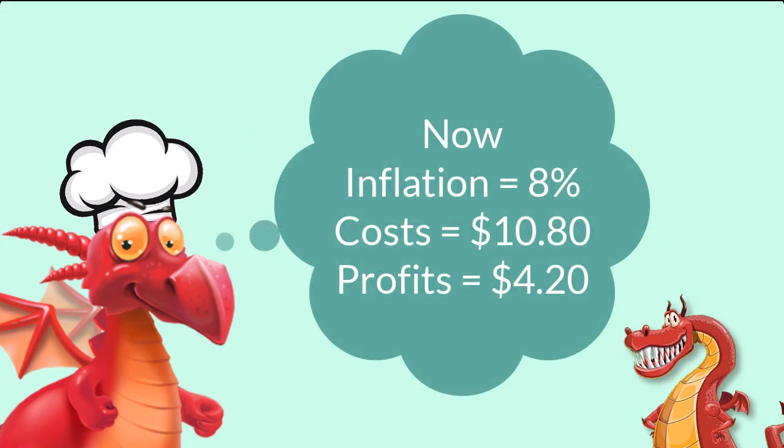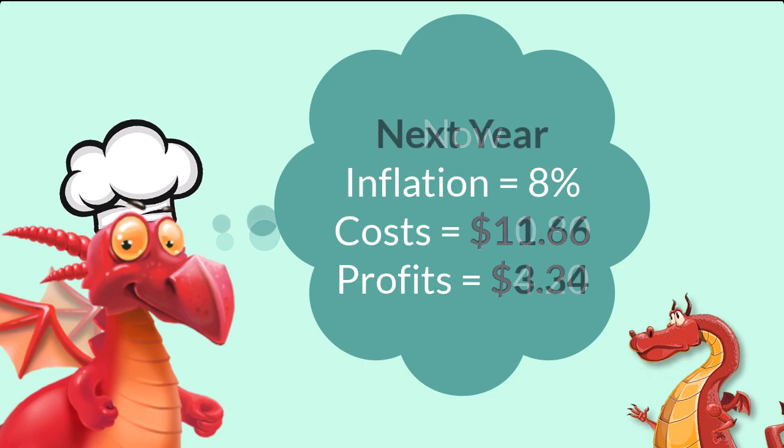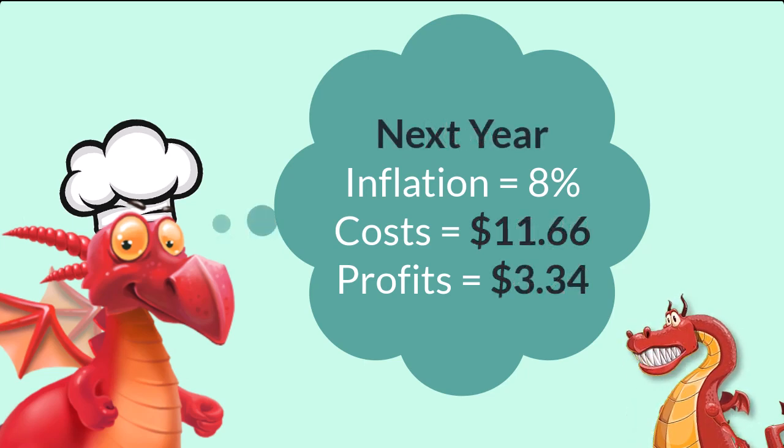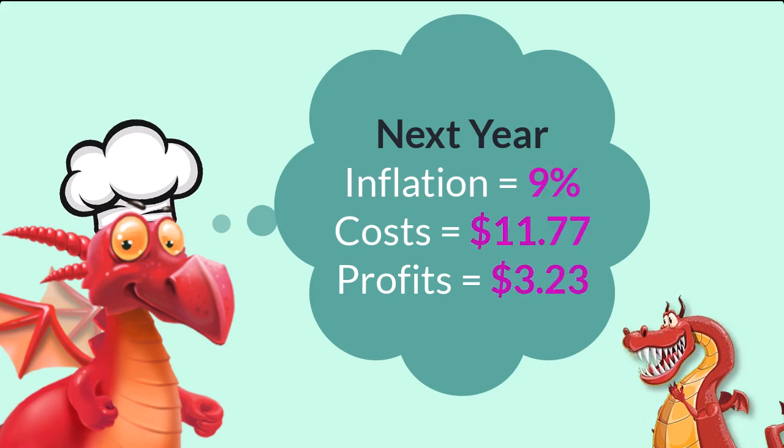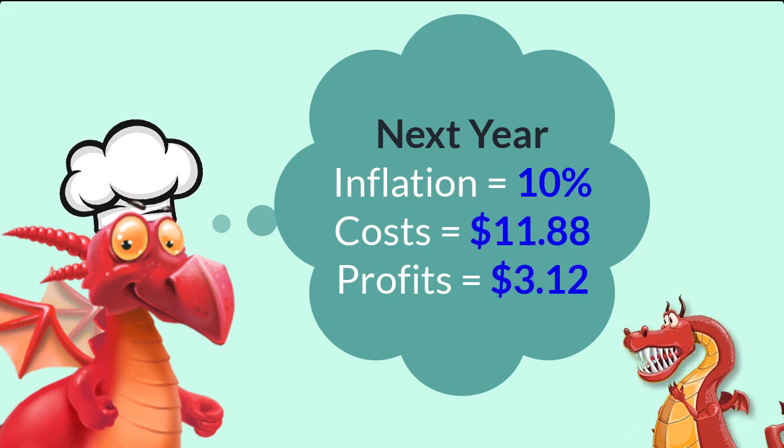If inflation was 8% and not steady, Bernice's cost might jump to $10.80 this year, and it might jump even higher next year. Bernice is afraid it will jump another 8%, but maybe 9 or 10. She will raise her prices much faster.